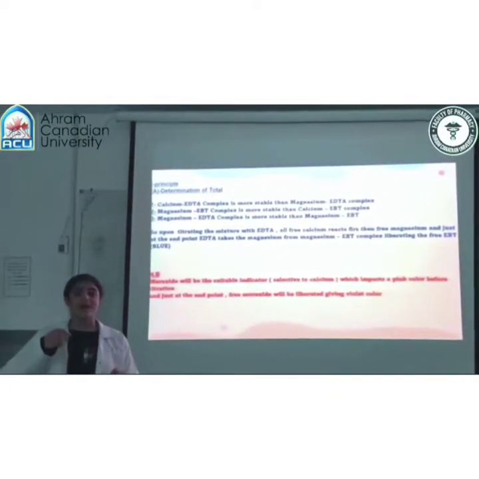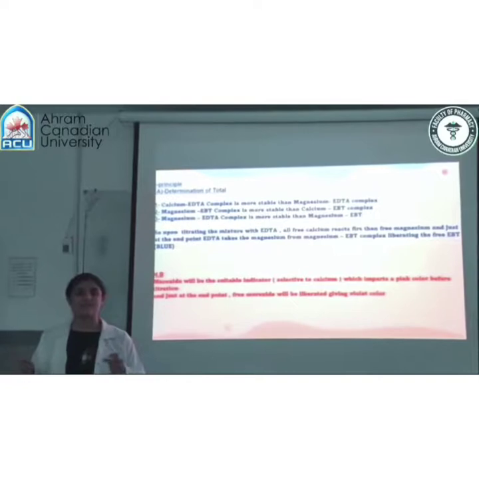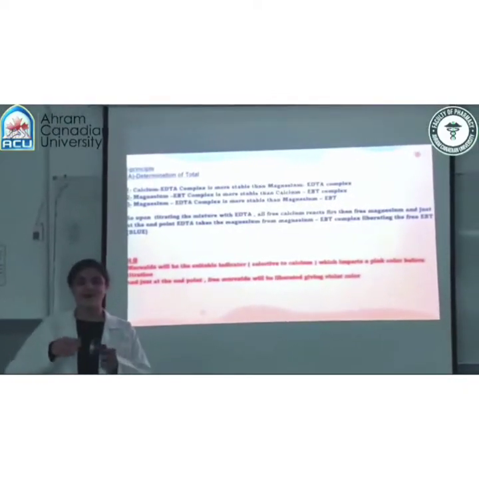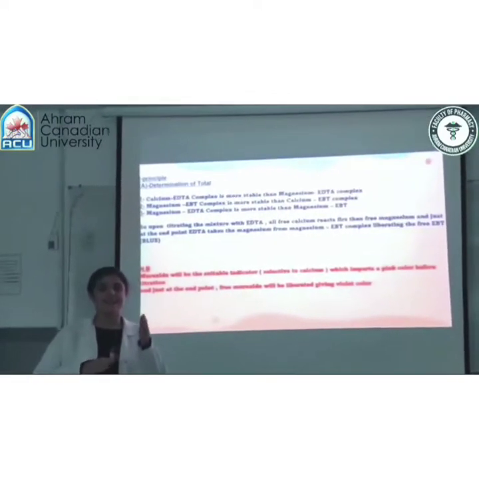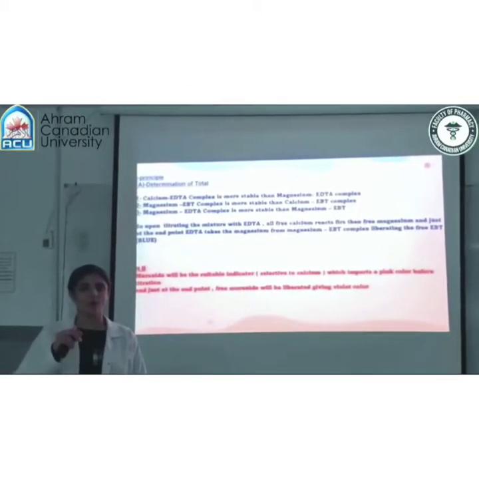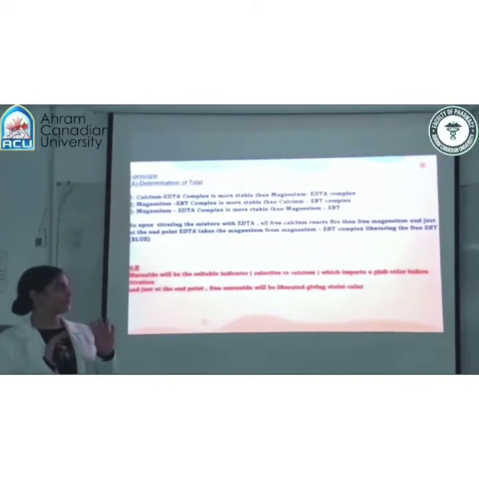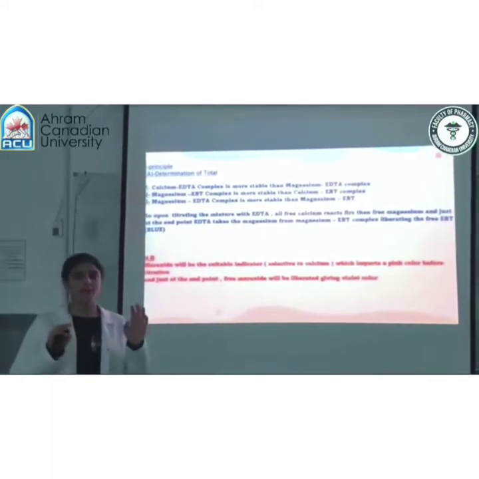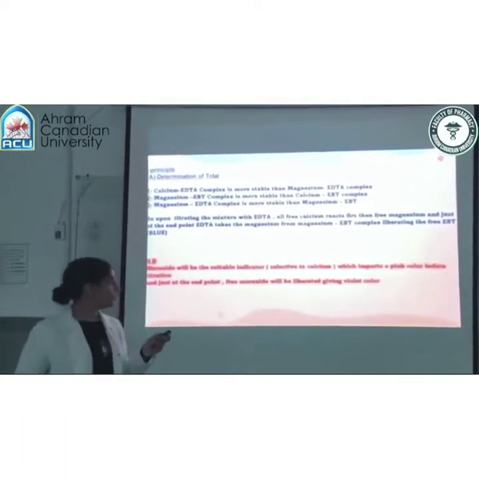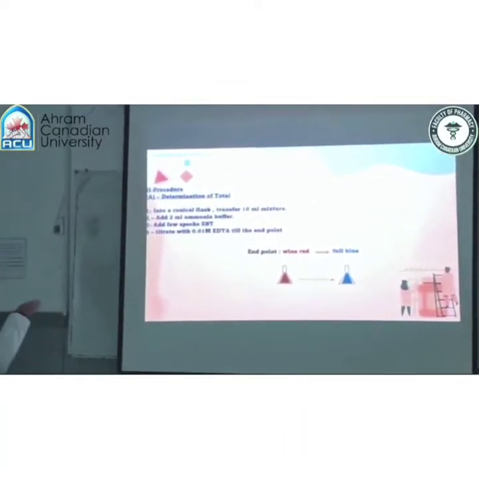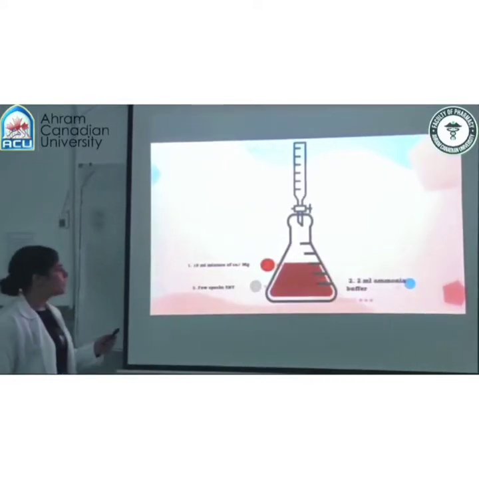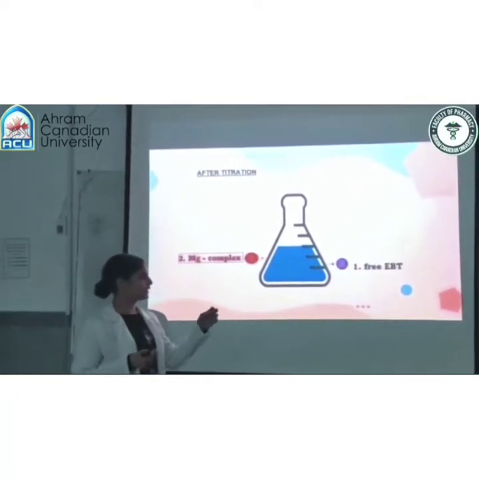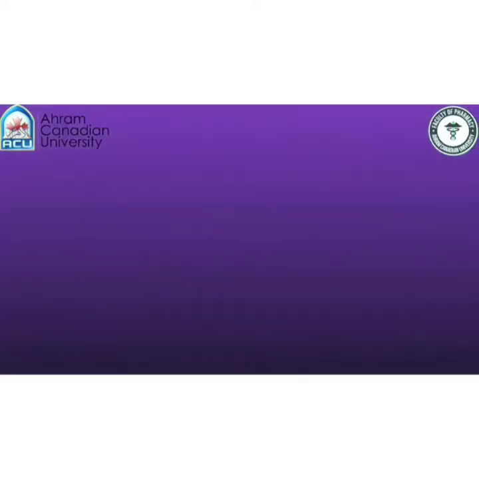In the first titration, our indicator is EBT. It forms with the magnesium a more stable complex than its complex with the calcium. So the color of the sample in the flask before titration is going to be wine red. While you are titrating, EDTA breaks the magnesium-EBT complex because it forms with the magnesium a more stable complex. Now EBT is liberated and becomes free, and the color in the flask changes to full blue. Now we know that we reached the end point. This is the procedure of the first titration. Before titration, the color is wine red. After titration, the EBT is liberated and in the free state, and the color changed into full blue.